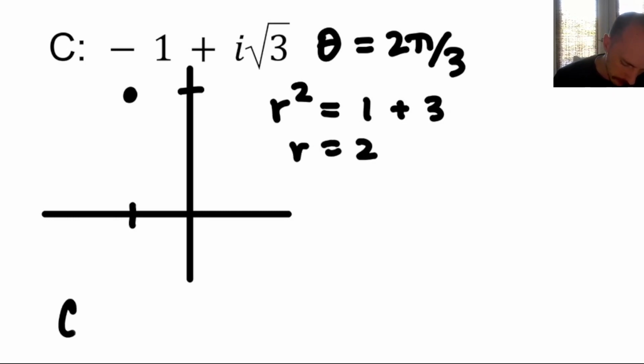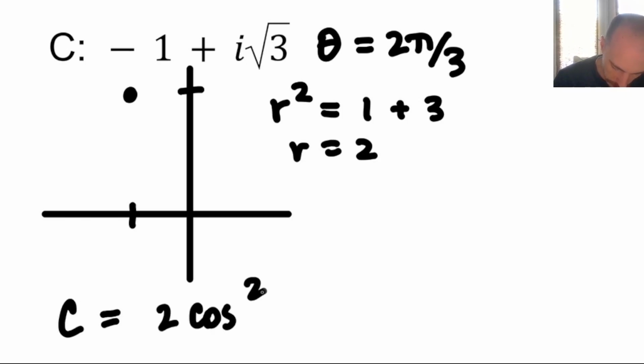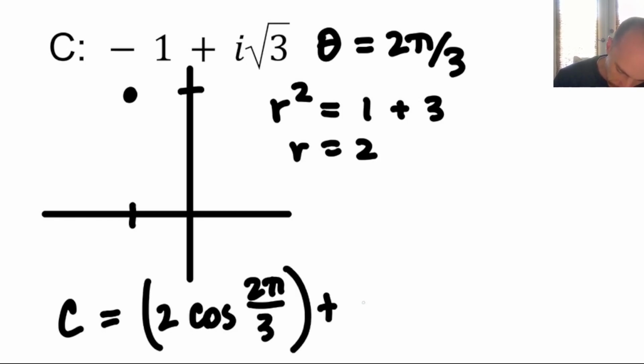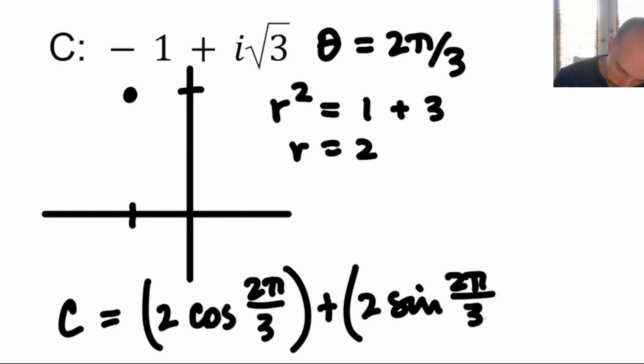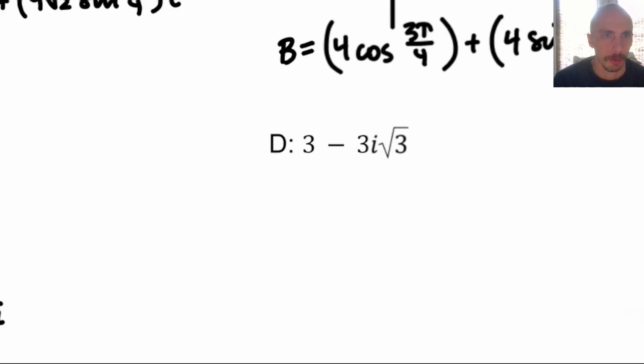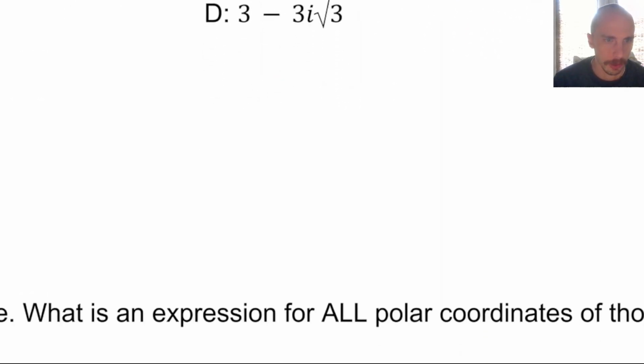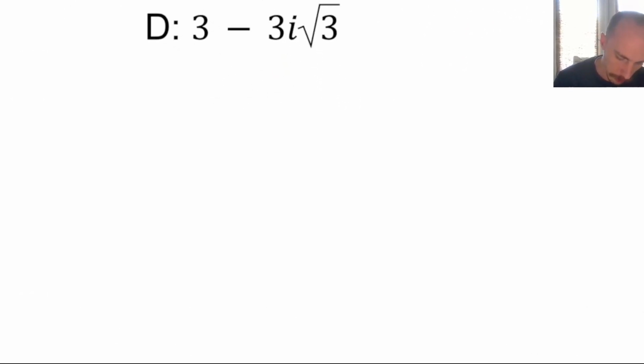But I'm going to say C is r cosine theta plus r sine theta I. And then, let's see, I'm sure I've got one more here. Yeah, that's okay. And then here we go.